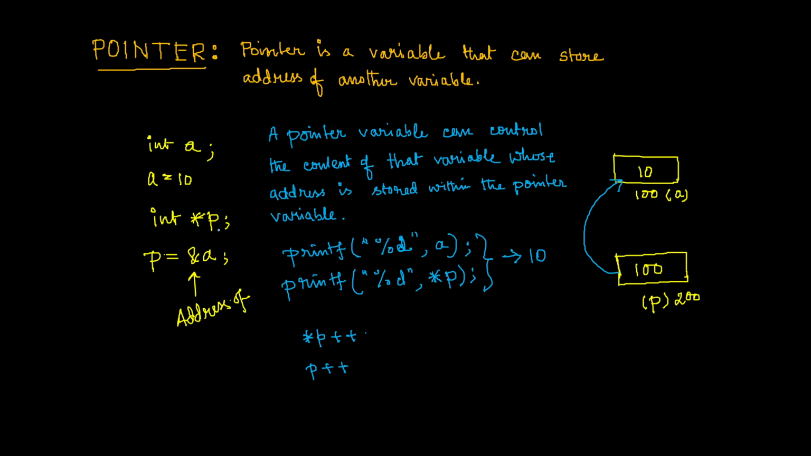At the same time, you must remember one more point: the data type of the pointer variable and the data type of the variable whose address is stored must be the same. You cannot store the address of a character variable in an integer pointer variable.